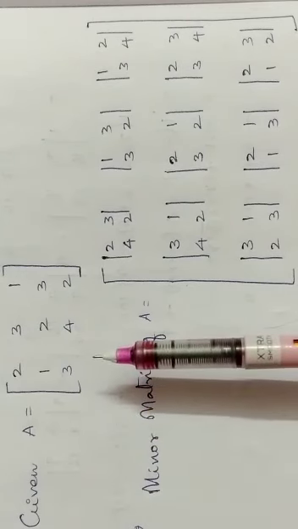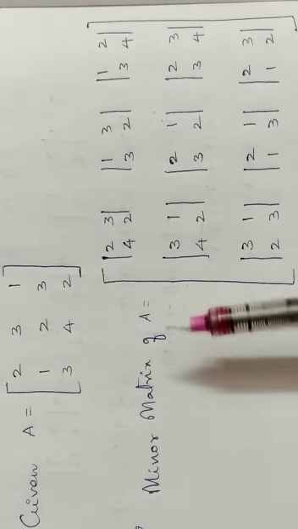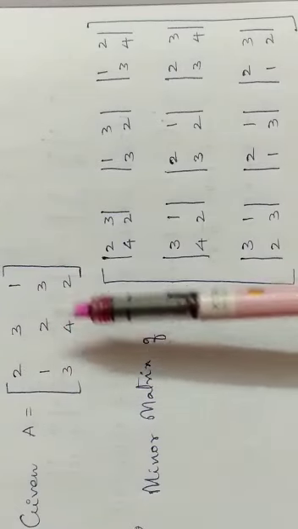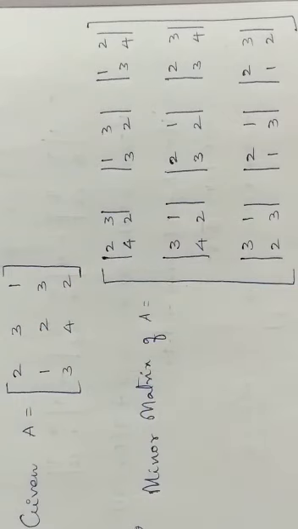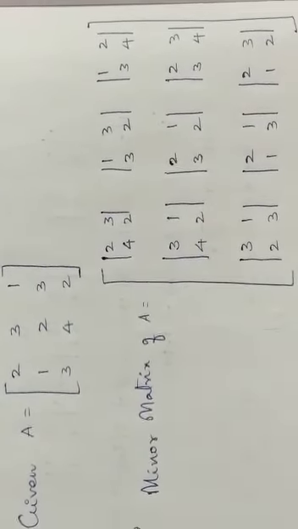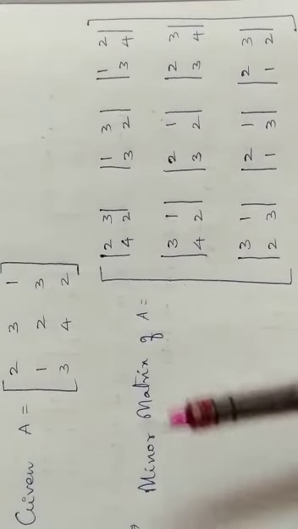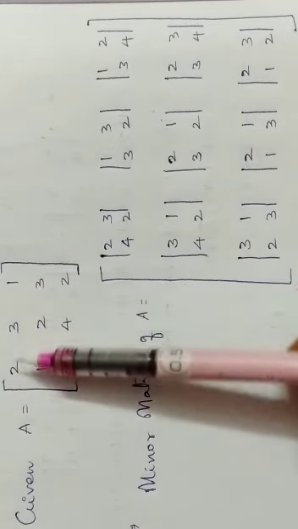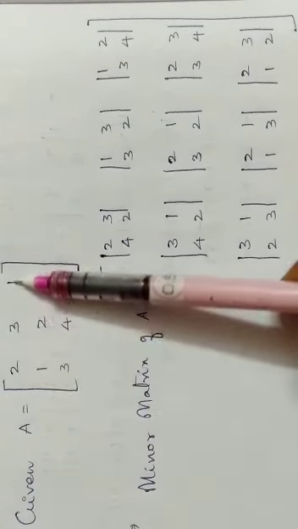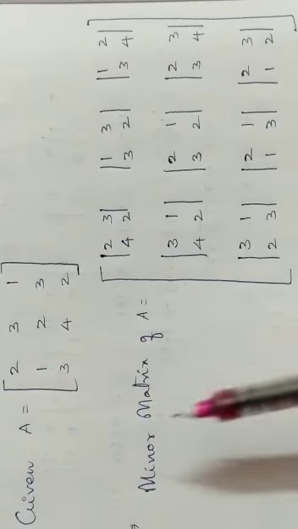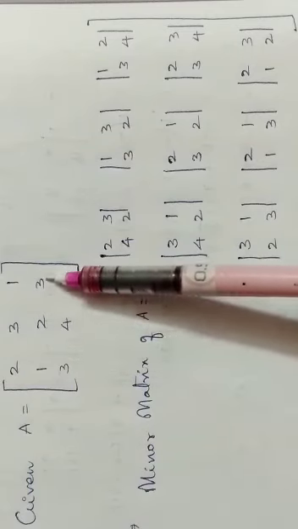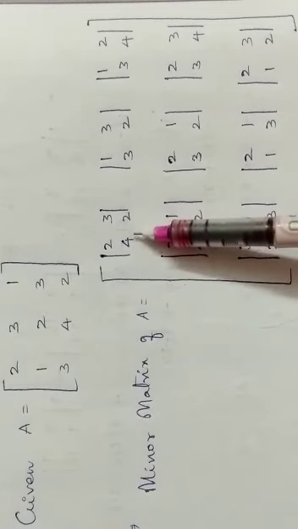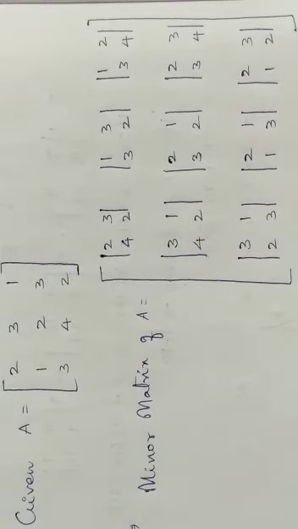Given A equal to this matrix, we have to find the minor of each element. How to write the minor of an element? I want to write the minor of this element. Remove its row and column. The 4 elements left are 2, 3, 4, 2. Simplification we will do in the next step.